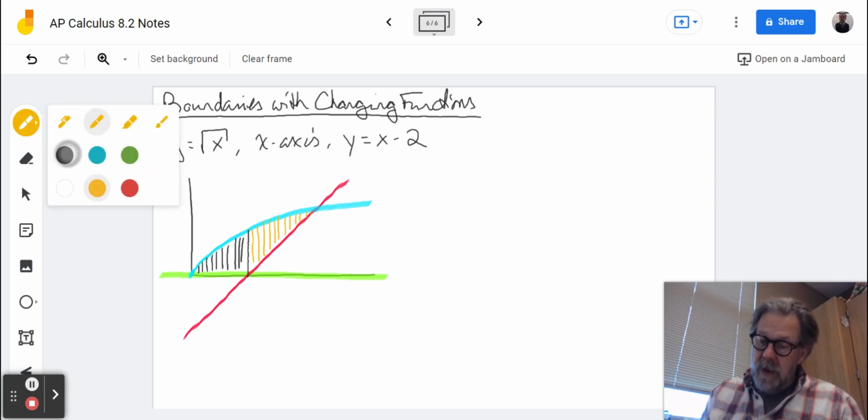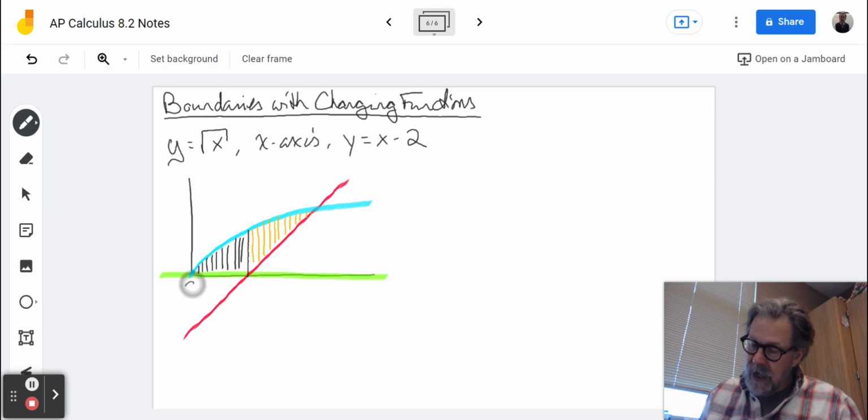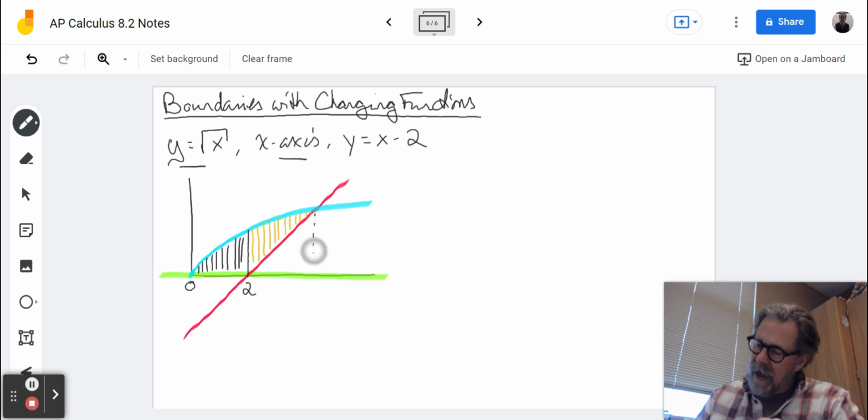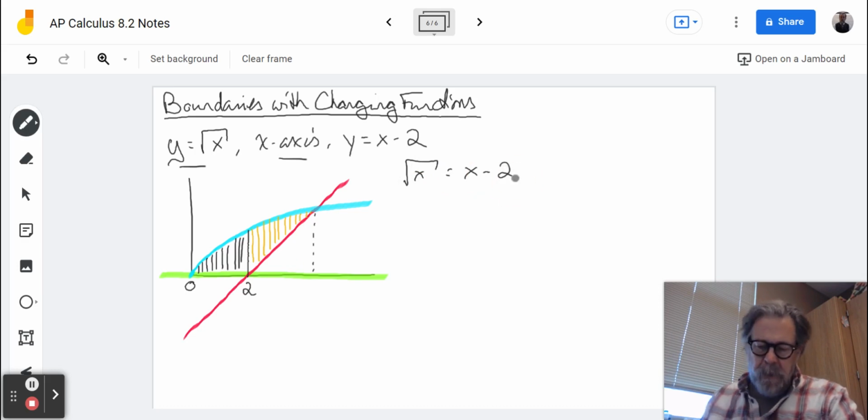Well, we know that these first two intersect at 0. So that's the intersection of square root of x and the x-axis. We know that the second two, the x-axis and x minus 2, well, that's the x-intercept, which means that this is at x equals 2. And then the last question that we have is where do square root of x and x minus 2 intersect?